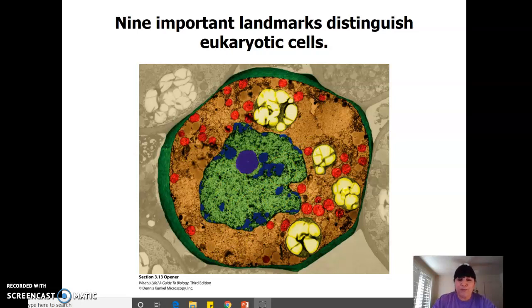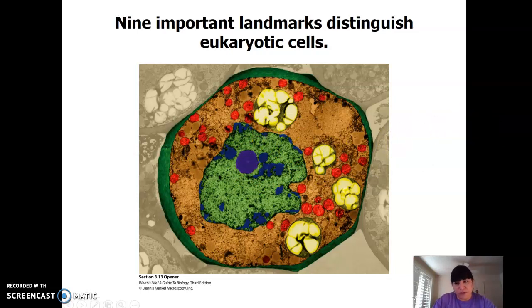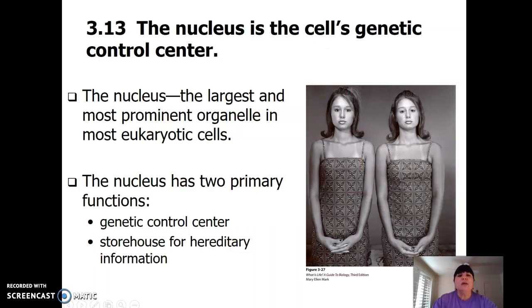All right, so if we look, right, so I'm going to talk about every organelle and their functions. And yes, you do need to know them, yeah? Okay. So the nucleus is the cell's genetic control center. Look at these two people. What do you notice? They are identical, yes? So every cell in their body has a nucleus, okay? And the nucleus contains the code for making this person, the code for making this person.